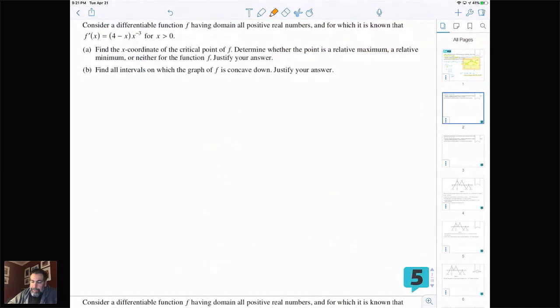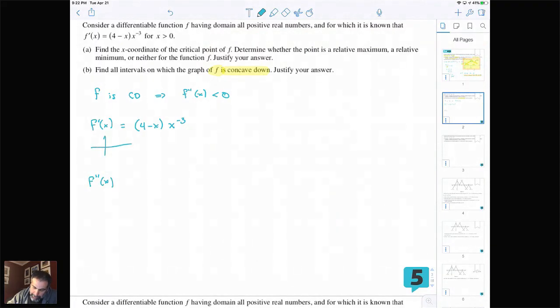So in part B of this question, what's the key word we're looking at here? Well, in part B, find the intervals where F is concave down. So our definition from before, F is concave down, is another way of saying F double prime of x is less than 0. So our job here is to find the second derivative. We're given F prime of x, which is 4 minus x times x to the negative 3. So we want to find F double prime of x.